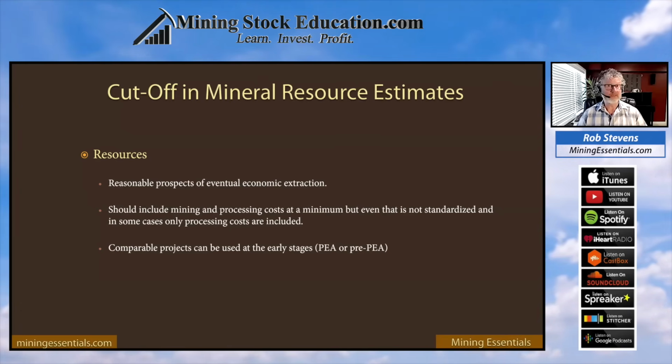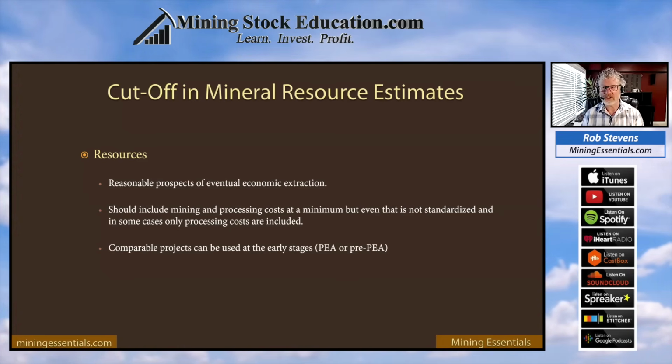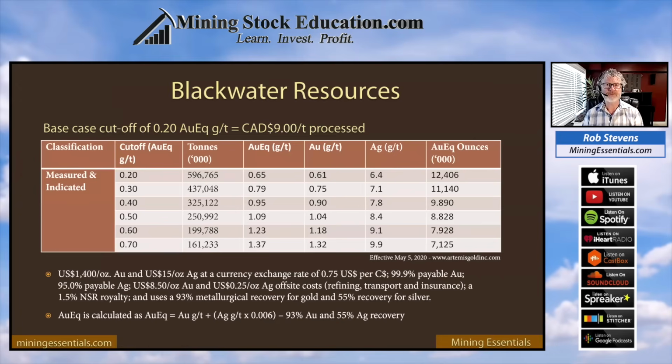And then how do we know what the cutoff grade is when we don't have all the detailed mine design? Well, generally that's done with comparable projects. So you would look at similar projects in the same jurisdiction, if possible, or in other jurisdictions, look at mines, see what their cutoffs are, and apply that to your project. So you can use comparables at that level.